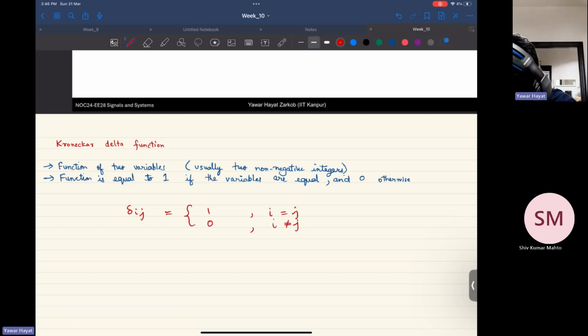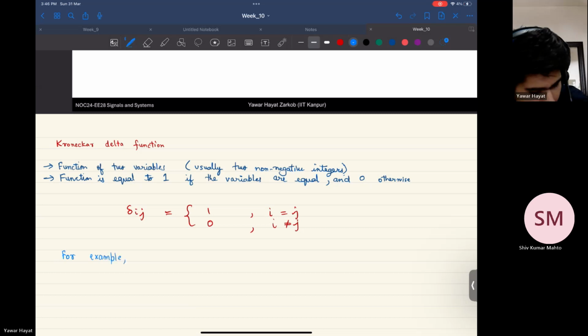Okay, let's take an example. Suppose I have del 1, 2. What should this del 1, 2 be? When i is 1 and j is 2, i and j are not equal. So del 1, 2 should be 0, because 1 is not equal to 2.